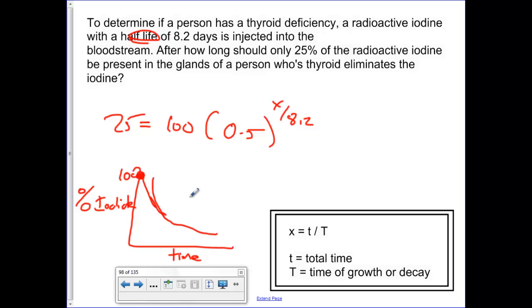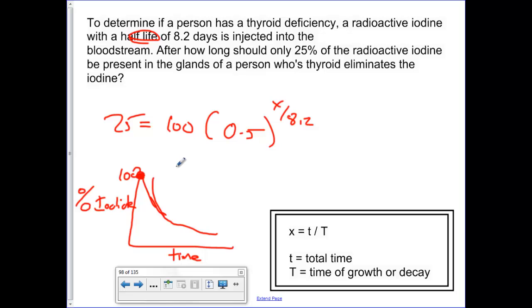Because 100% is where, as you draw a graph here, when you start, you're going to have 100% of the iodide in your body. And slowly but surely that percentage of iodide will drop down until there's nothing left. Okay, if this guy's going to be 100, this guy's going to be 25.